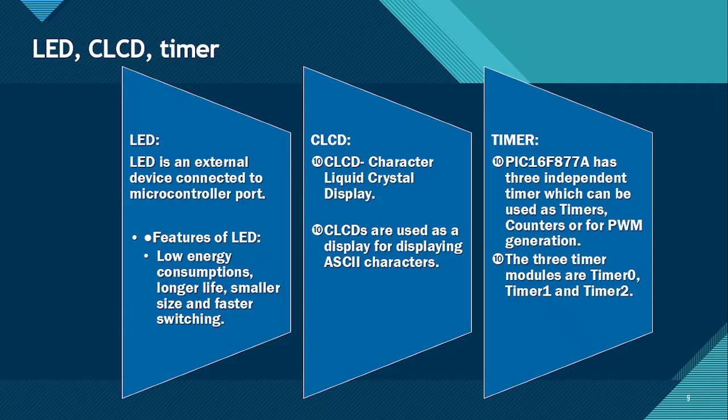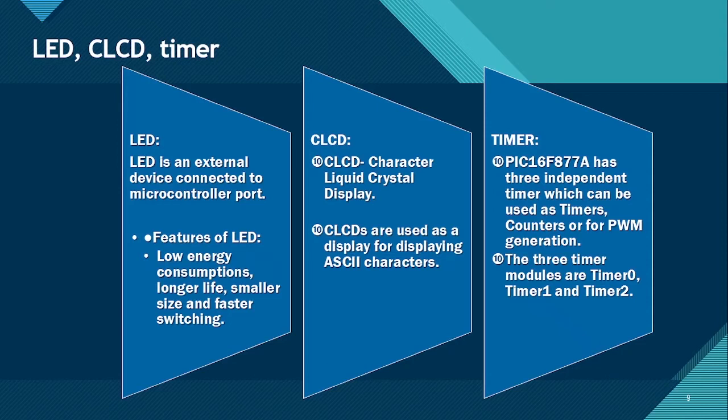Timer 0. Timer 0 is an 8-bit timer. It has a software programmable prescaler, and it can be used as a timer or a counter, and it is also readable and writable in nature. Timer 1, on the other hand, is a 16-bit timer. It has two registers, TMR1L and TMR1H.